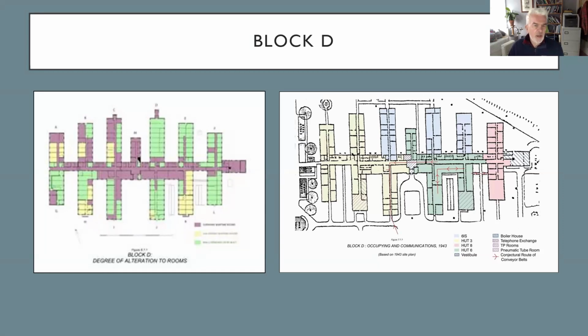So this is a plan showing Block D, the block which brought within it the signals intelligence and decryption for Air Force, Army, and part of the Navy into one block, a block of fundamental importance in the development of signals intelligence, an extraordinary structure. And we were looking then at the functions, but also the extent to which those functions are still legible, so you can see that plan put together by the Cambridge office, showing the degree of alteration to rooms. Right, so next slide.